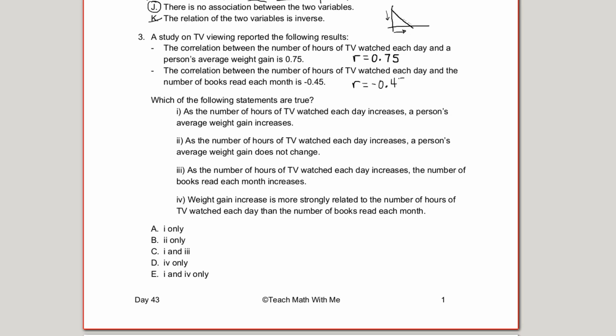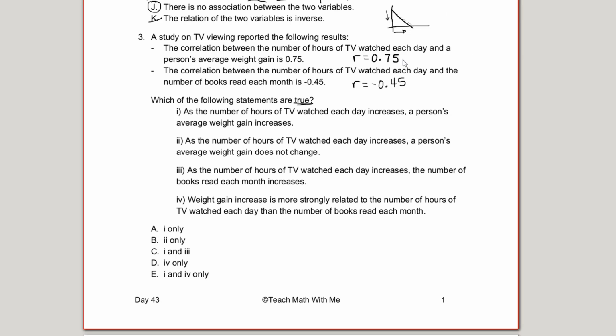So we have a negative correlation. Now it asks us which of the following statements are true, so we're looking for true statements. Statement 1 says, as the number of hours of TV watched each day increases, a person's average weight gain increases.